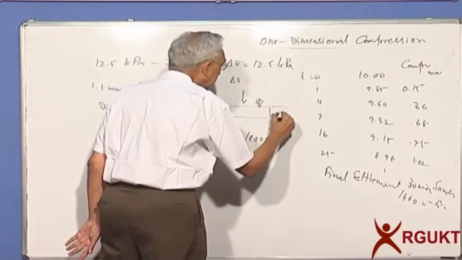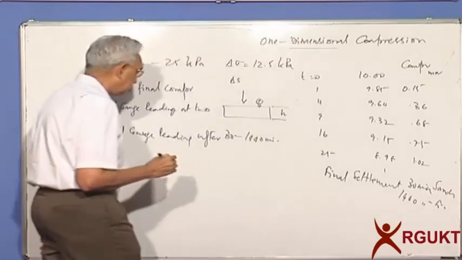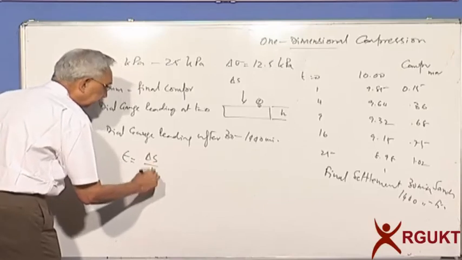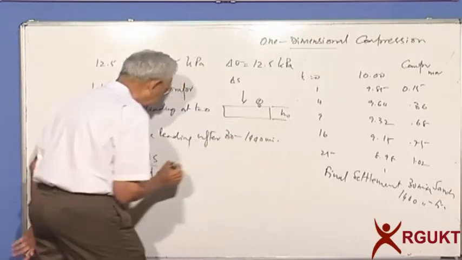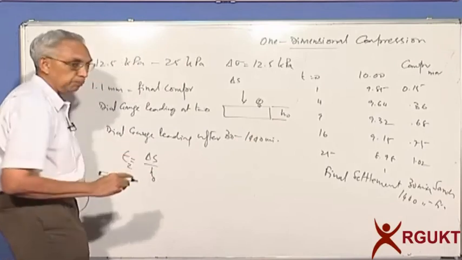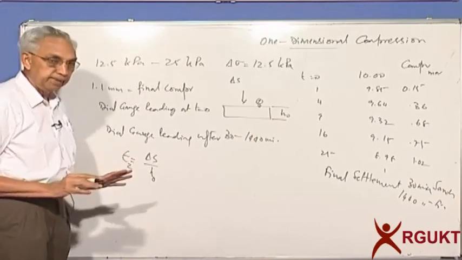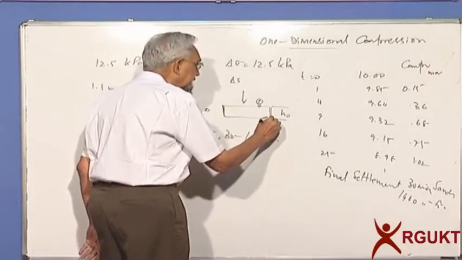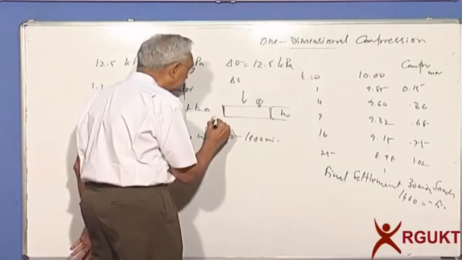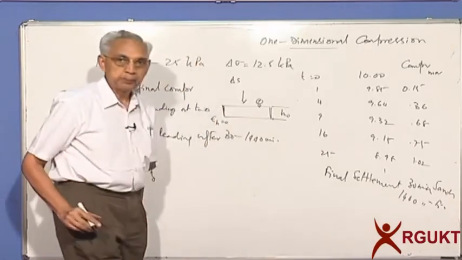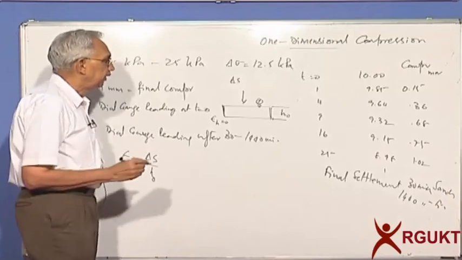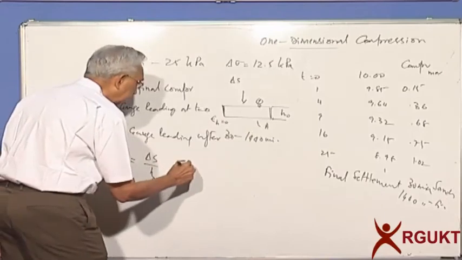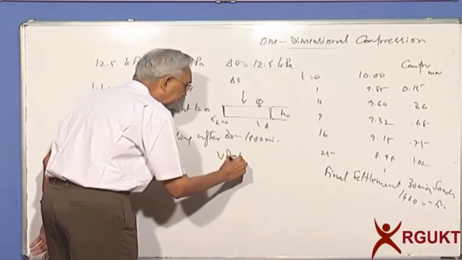The thickness of the sample is H. So can I say the strain is equal to compression by the thickness, or H0 if you want to put it that way. This will be the vertical compression. Is there any horizontal deformation or horizontal strain? We said this is made of steel. It's a steel ring. So epsilon H is 0. So what is happening to the volume? Initially, let's say the area of the ring is A. Can I say that volume is equal to area into H0?